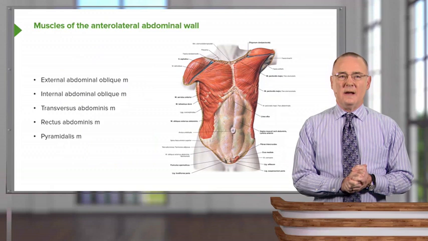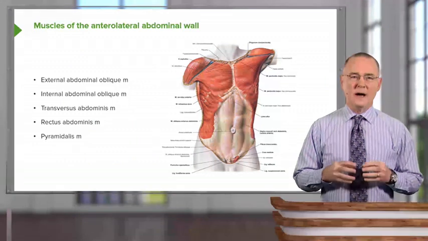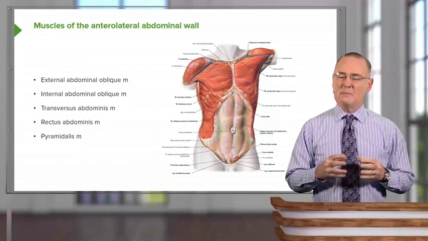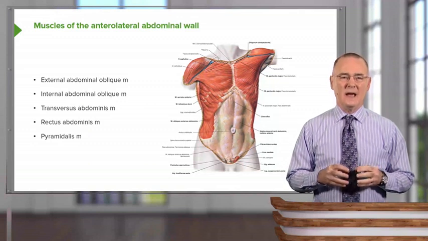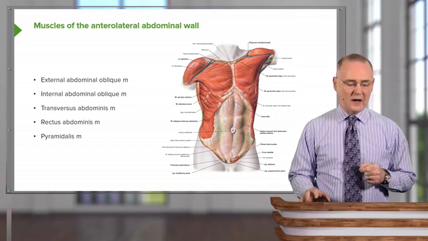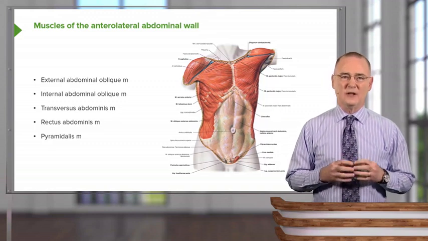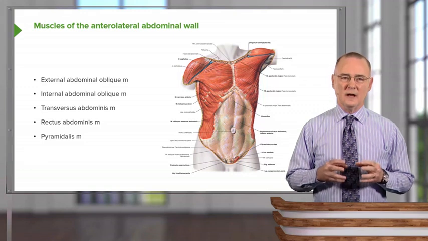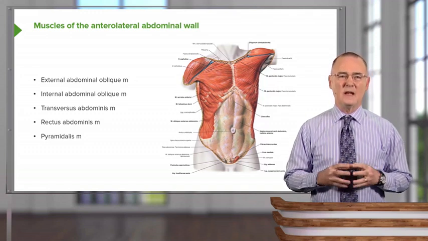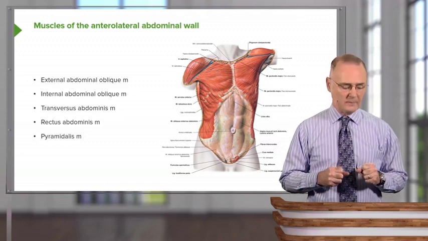This slide depicts the muscles of the anterolateral abdominal wall. These muscles consist of 3 pairs of flat muscles, and then we have 2 pairs of vertically oriented muscles. The flat muscles are the external abdominal oblique, the internal abdominal oblique, the transversus abdominis, and then our 2 vertically oriented muscles will be the rectus abdominis and then a very small pyramidalis. And again, all these muscles listed here are paired, so we have right and left muscles.